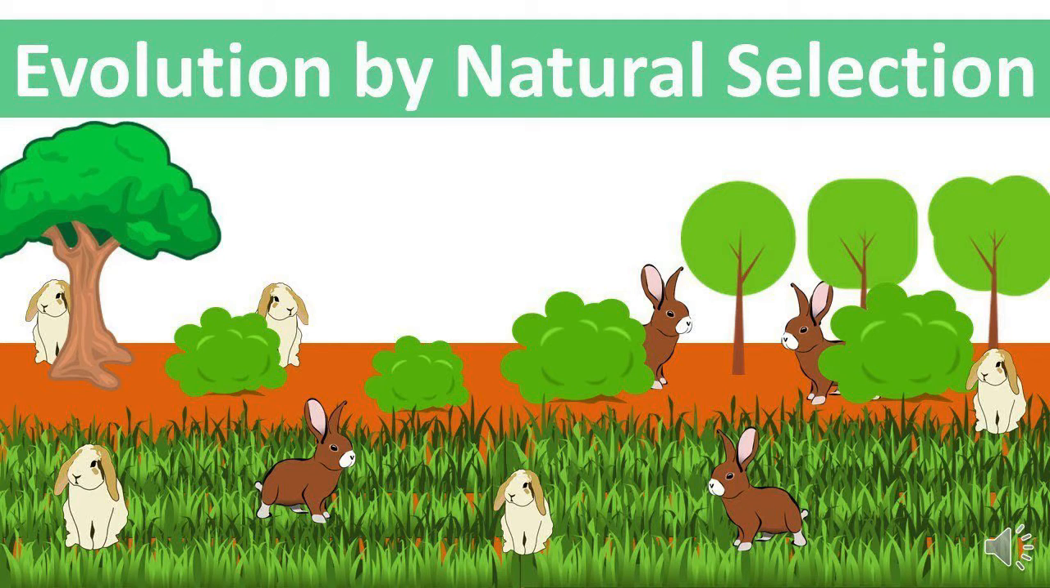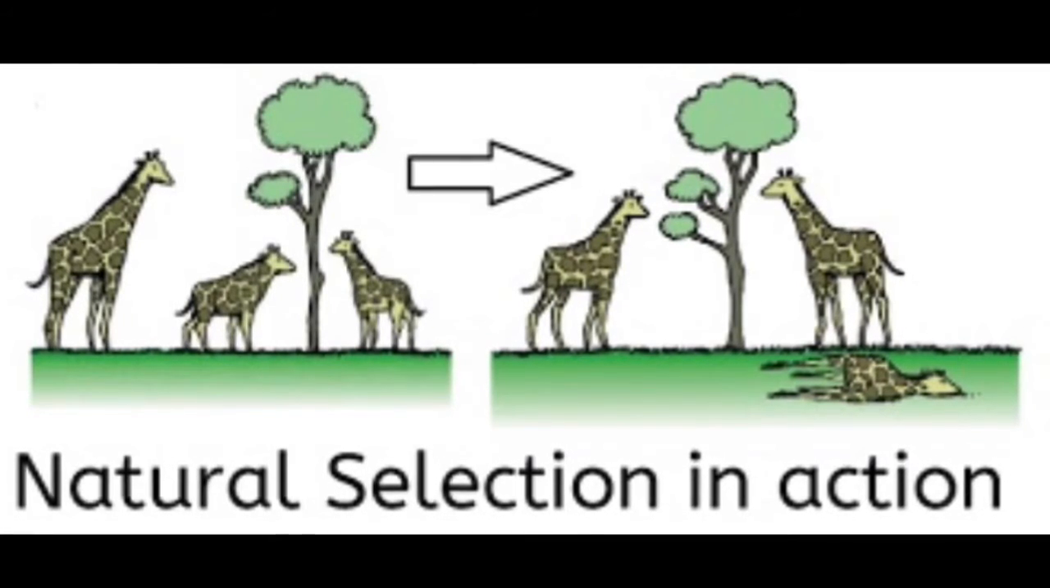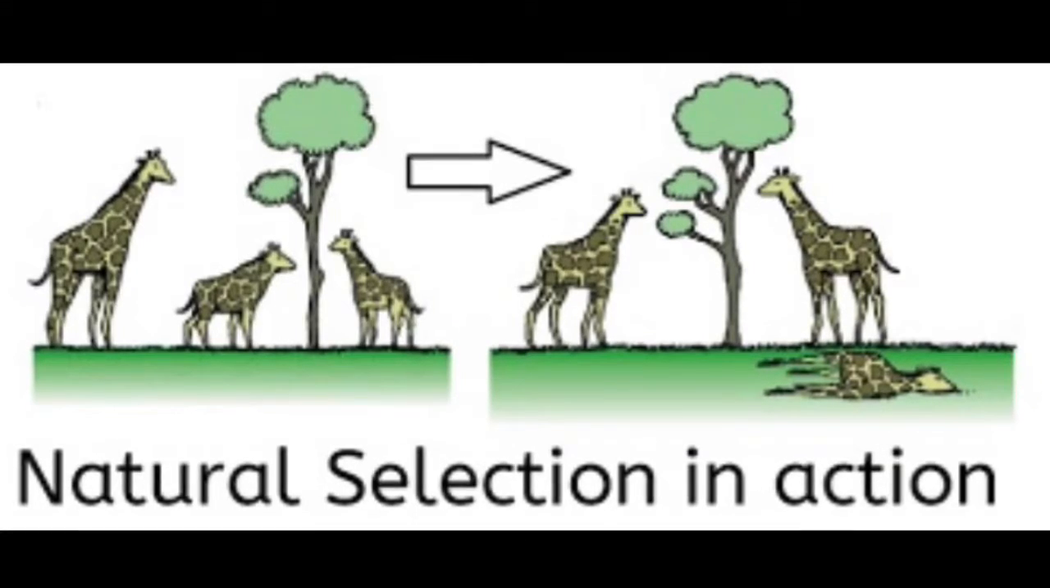Natural selection is a non-random mechanism that favors alleles that produce certain phenotypes over others, increasing their frequency in a gene pool. Natural selection causes adaptations that allow individuals to have a better chance of survival.